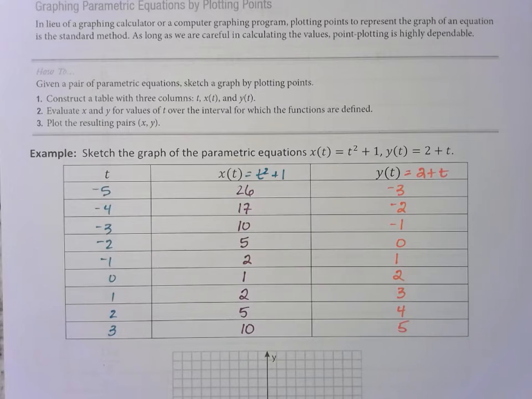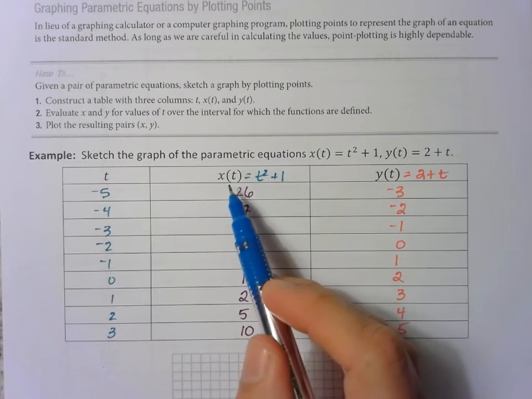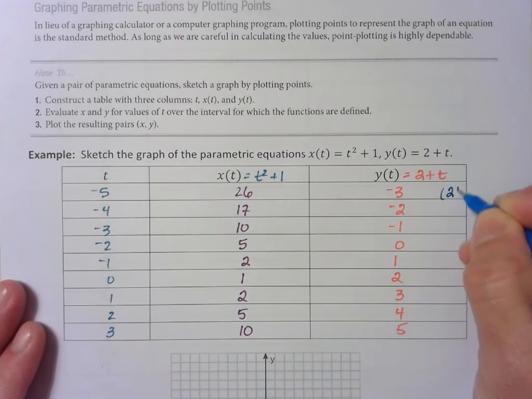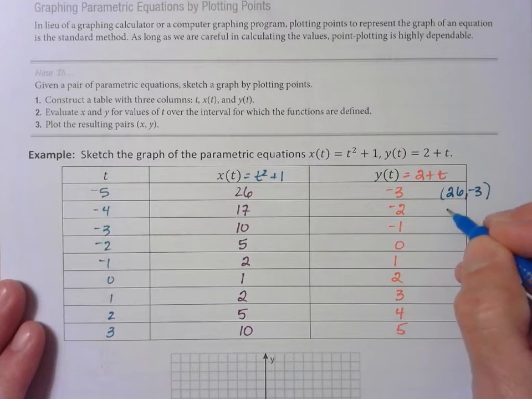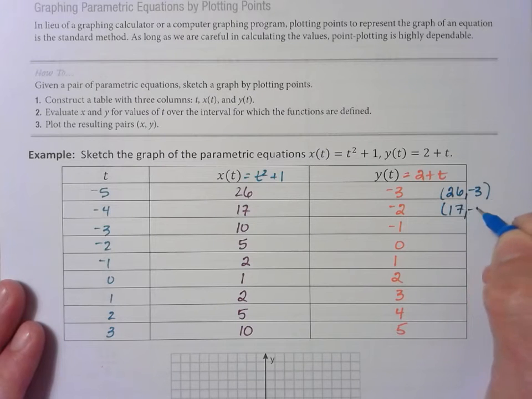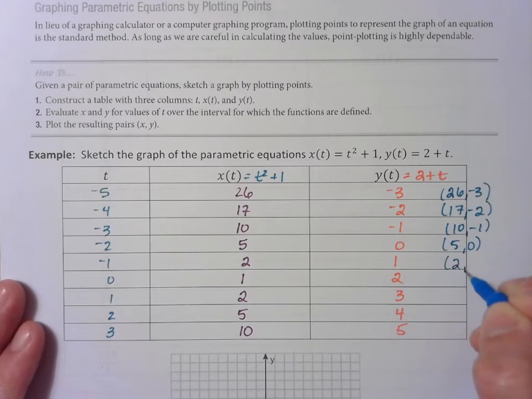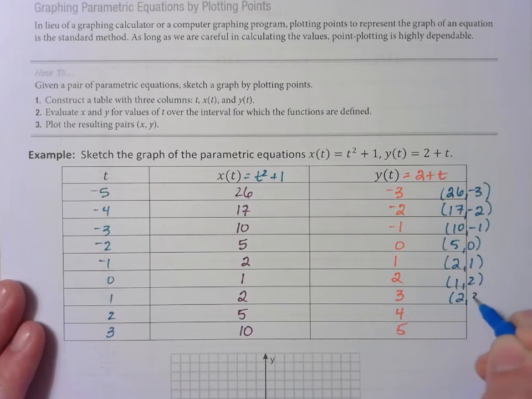Now to graph the equation, you want to plot the point x, y. So for this one, we're going to plot the point 26, -3. This one's going to be the point 17, -2. 10, -1. 5, 0, 2, 1, 1, 2, 2, 3, 5, 4, and 10, 5.